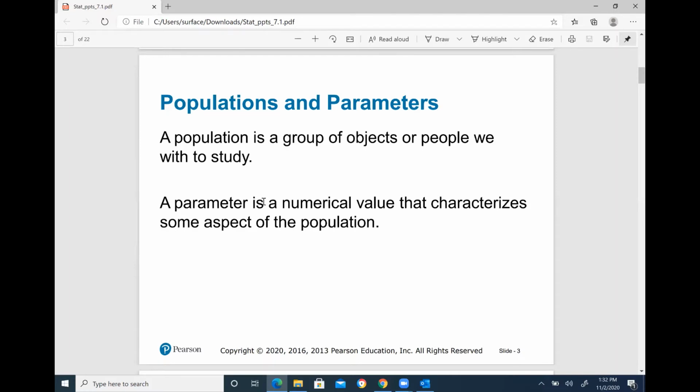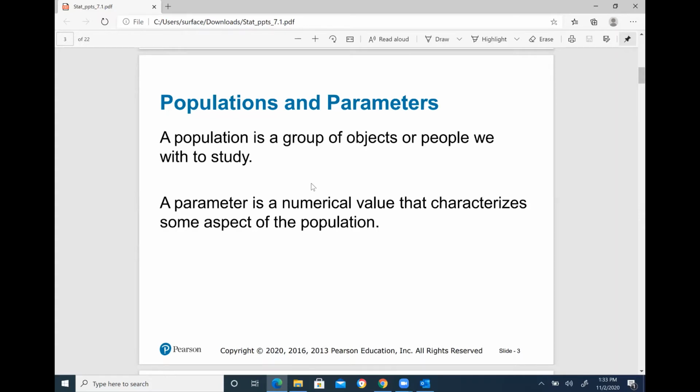And a parameter is a numerical value. Like I said, it would be a number. The parameter for a population depends on whether they're talking about the mean of the population or the standard deviation of the population. They call them parameters, okay? But they have different notation.